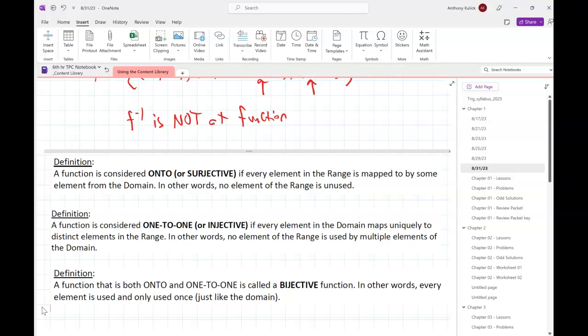I'm going to see a lot of pencils still moving, so I'm going to just hang here for a moment before I go back and point some stuff out. And then we'll continue on and do some examples.